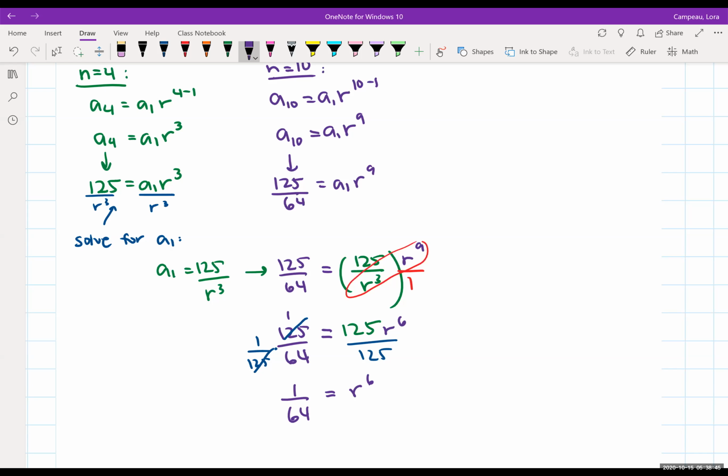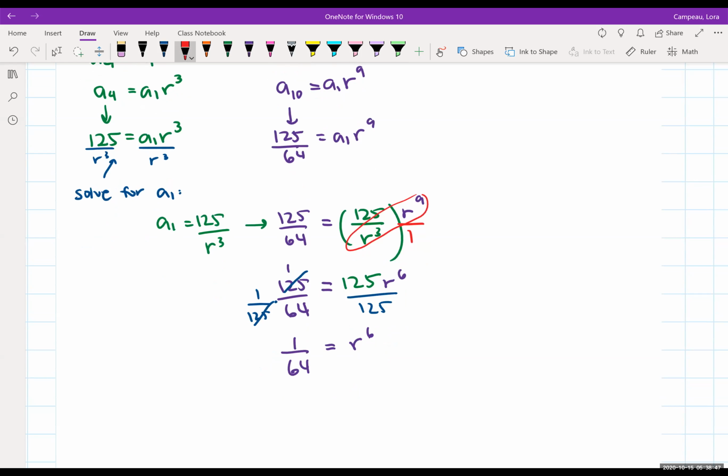We're almost there. Next, if you want to find what r is, we have to take the 6th root of both sides. Now, a little bit of work. I know 64 might not be too crazy, but as radicals work with fractions, it's really like looking at the 6th root of 1 over the 6th root of 64.